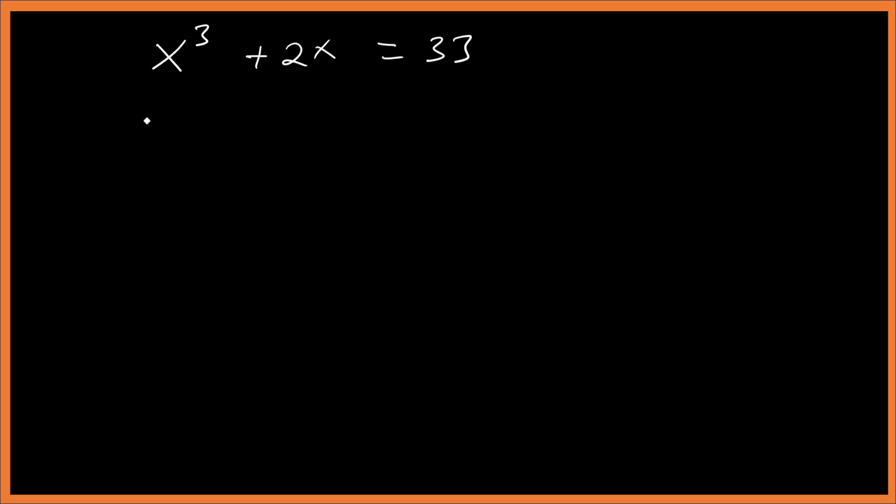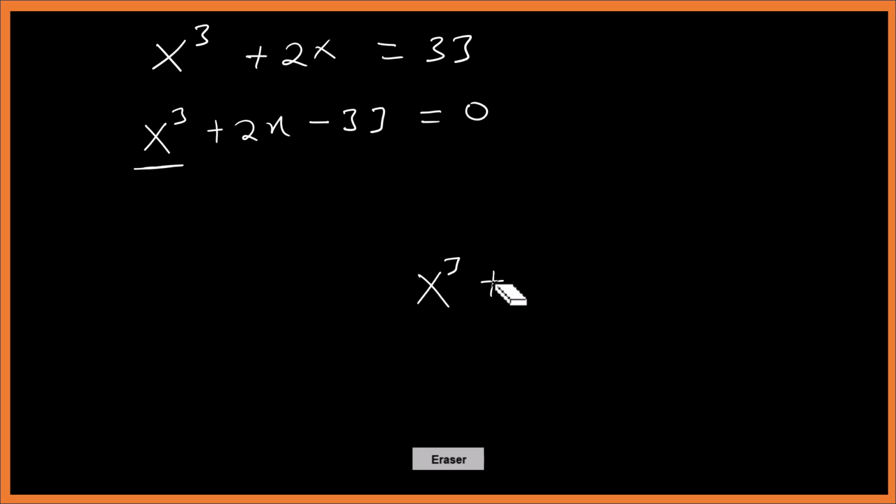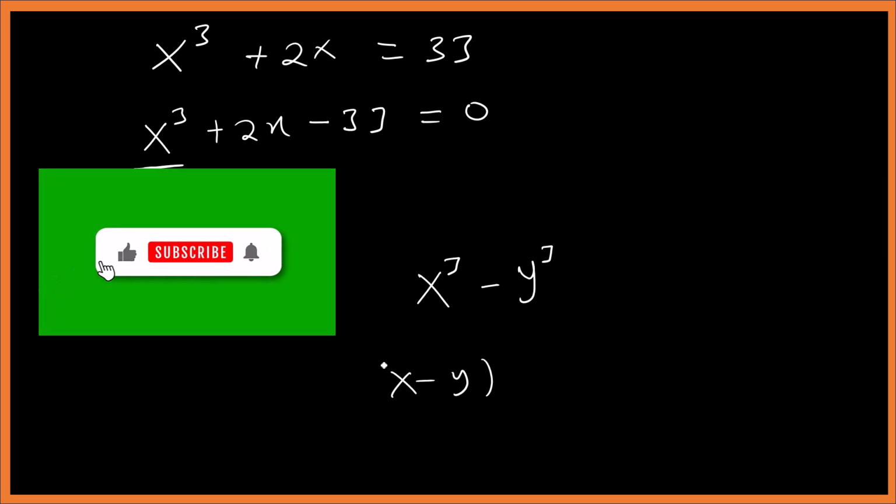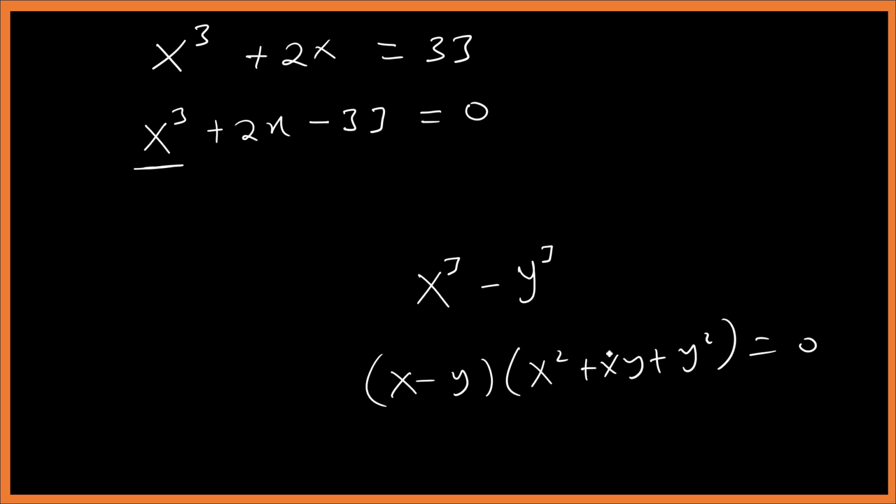Right, now let me write this one as x cubed plus 2x minus 33 equal to 0. Now, because of this x cubed, and when I have x cubed plus or minus y cubed, this one will be the sum or difference of cubes. That will be x minus y, then we have x squared plus xy plus y squared.